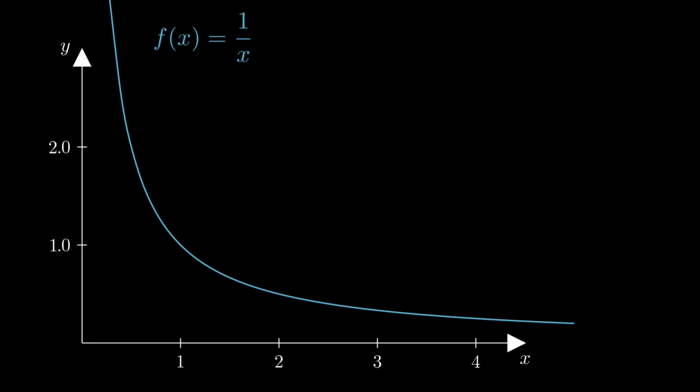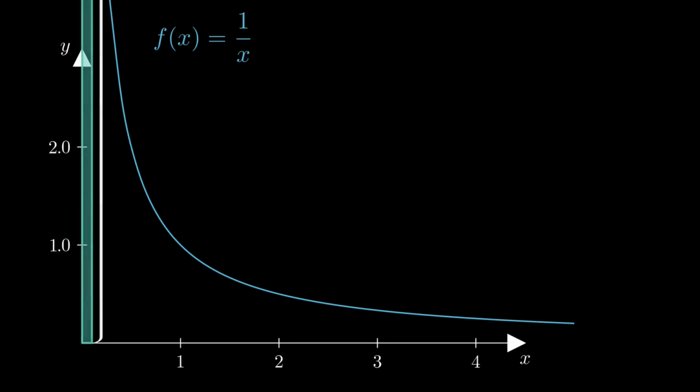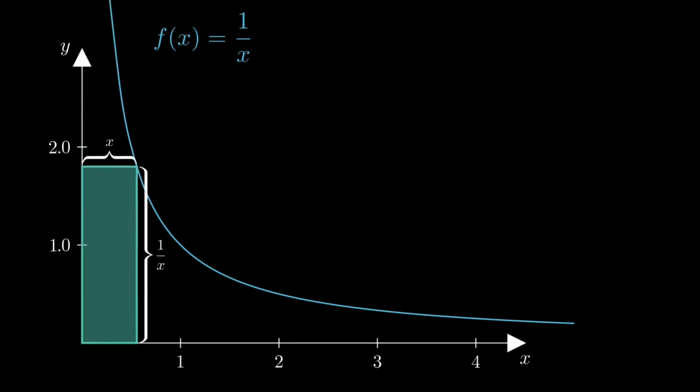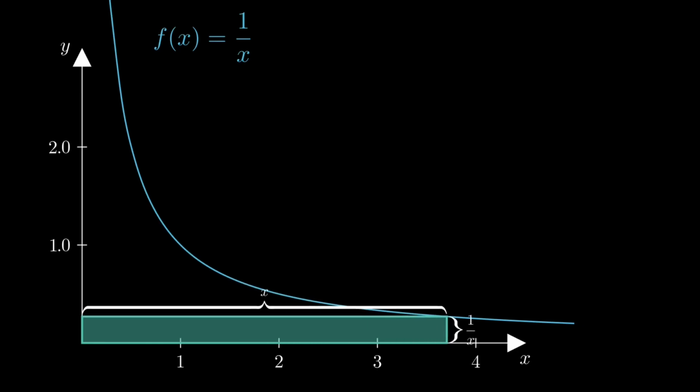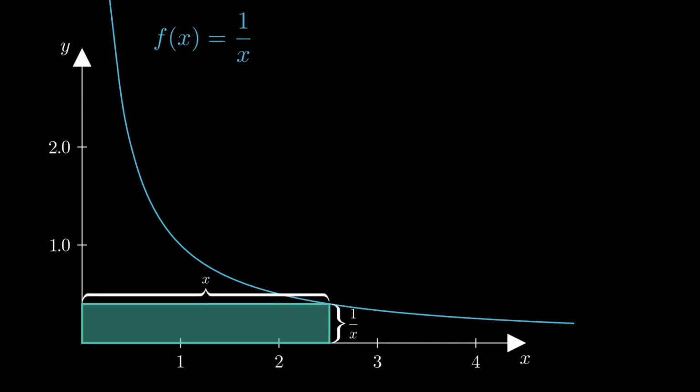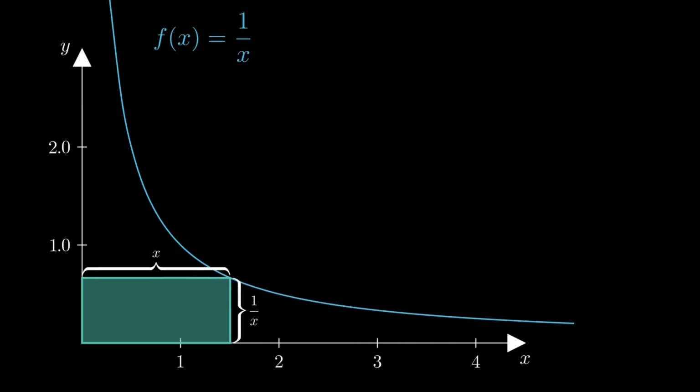We draw a rectangle whose base is x and whose height is 1 over x. The area is x times 1 over x, which is exactly 1. Again, we increase x slightly by a tiny amount dx. The rectangle changes shape, it becomes slightly wider but slightly shorter. The new area is still 1, but the individual dimensions have changed.